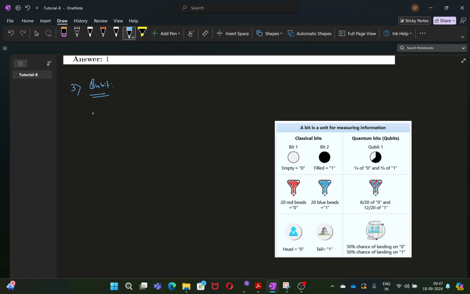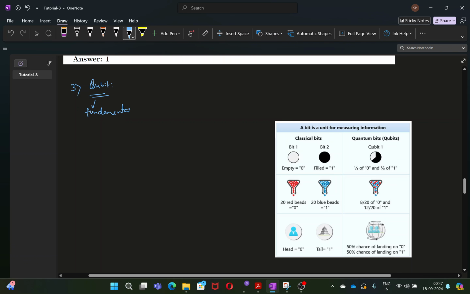So basically, a qubit is first of all the fundamental unit of data storage and information transfer in quantum computers.